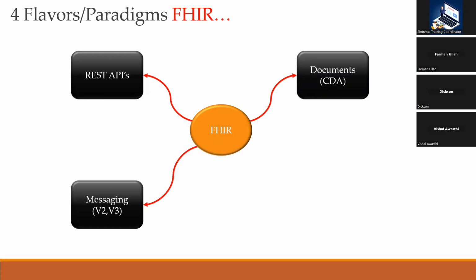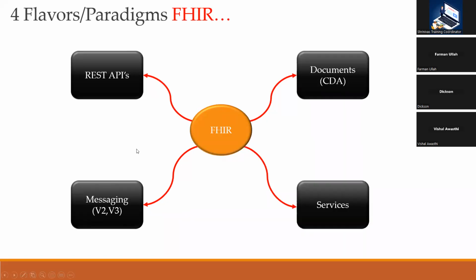Using the messaging paradigm, if you want to exchange data transactions using V2, V3 and replace them, you can also do that with FHIR messaging. And the last one we have is services. We can exchange the data with the help of services. Right now, the entire focus is on REST APIs. In parallel, there is a little development on documents and on messaging as well, but the primary focus for the entire community is to develop all the resources and bring them to final maturity as soon as we can.